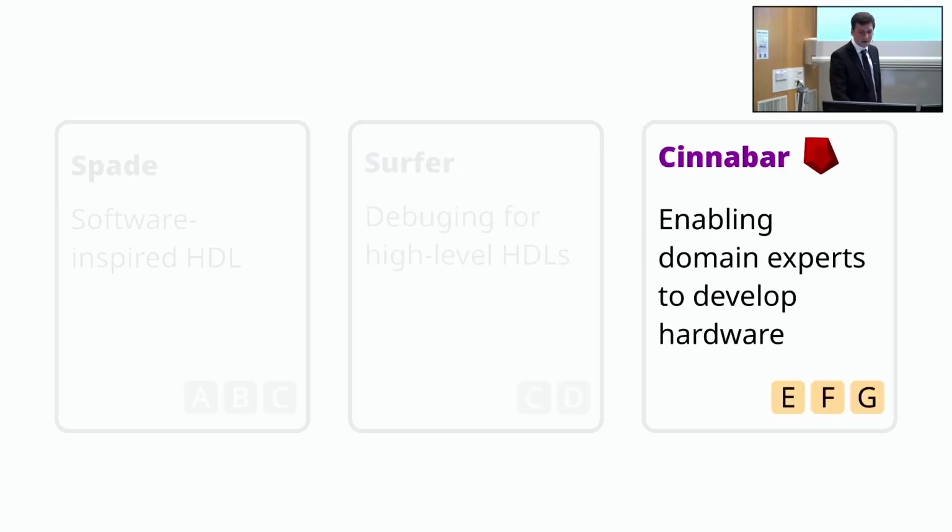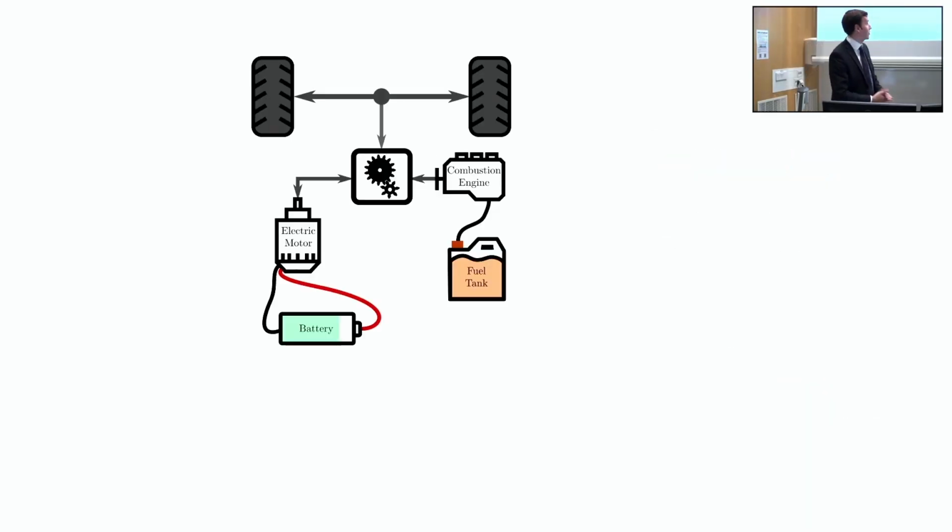Moving on to Cinnabar then, and for that we're going to switch gears and talk about hybrid electric vehicles. And why we do that will become apparent in a few minutes. For now, just roll with it. So what is a hybrid electric vehicle? It's a vehicle that has both a combustion engine and an electric motor, and we can use both.